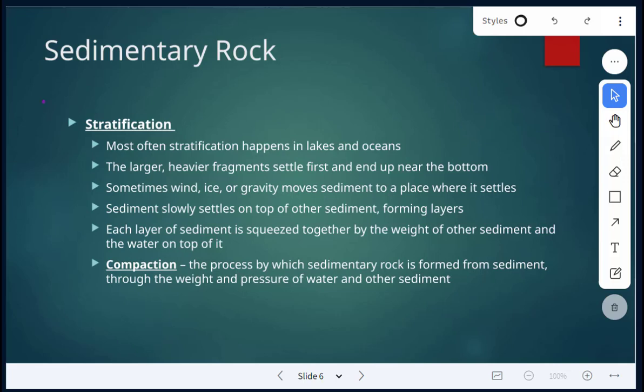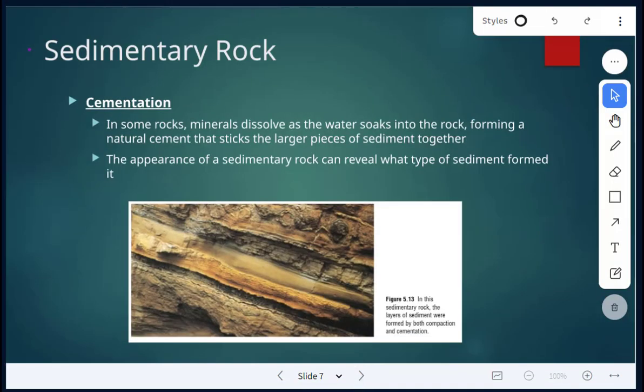Each layer of sediment gets squeezed together by the weight of other sediment as well as the water on top of it. Compaction is a key term here. It's the process by which sedimentary rock is formed from sediment through the weight and pressure of water and other sediment. That's called compaction. Then we have another process called cementation. In this process, in some rocks, minerals dissolve as the water soaks into the rock, forming a natural cement that sticks the larger pieces together.